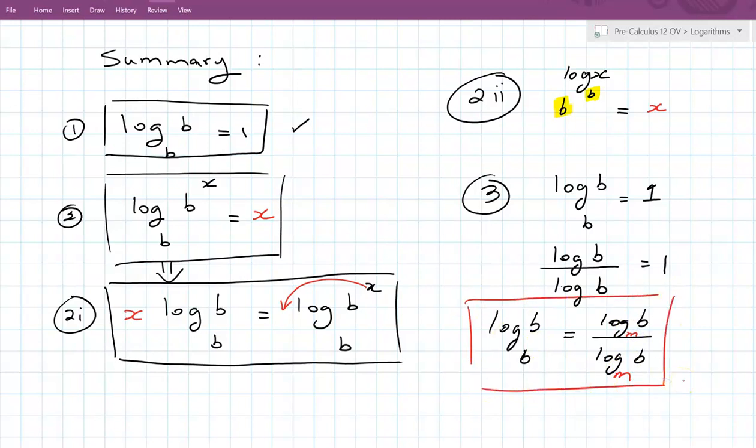It's called the change of base rule. You can do that as long as both bases are the same. You can write it as a fraction.